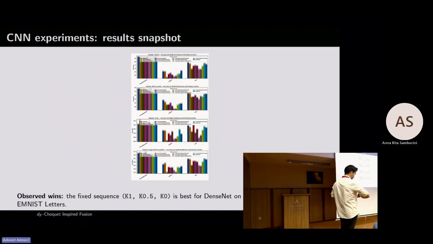Here are the results. As you can see, well, it's not very clear, but our functions are very similar, while the average is still the best option in this convolutional neural network. But our scores are very similar to the average pooling layer. And for example, we observe that the fixed sequence 1, 0.5, and 0 is the best in DenseNet and Fashion-MNIST, and MNIST and MNIST letters.